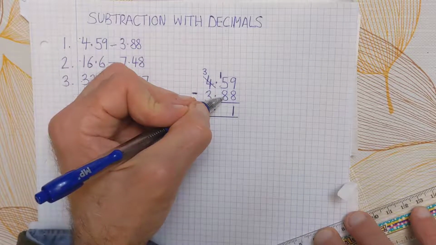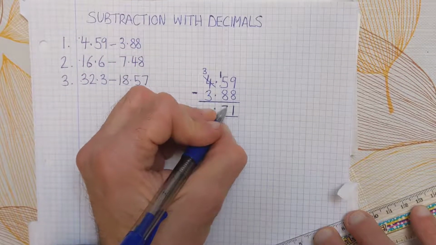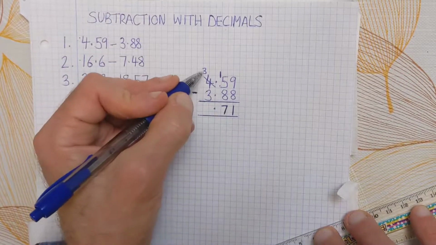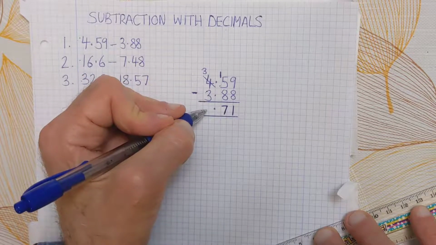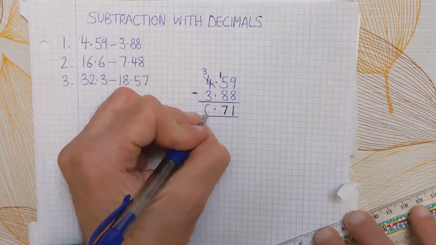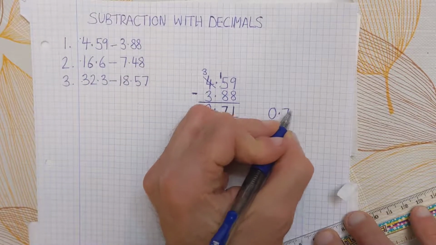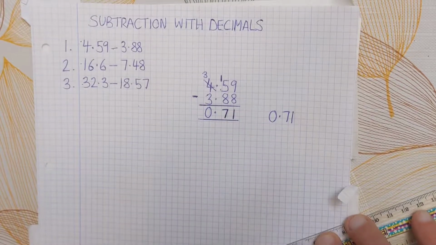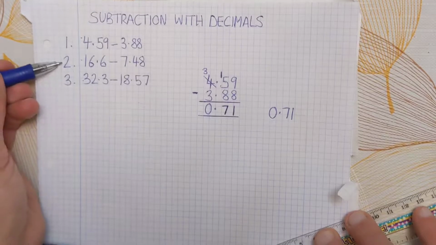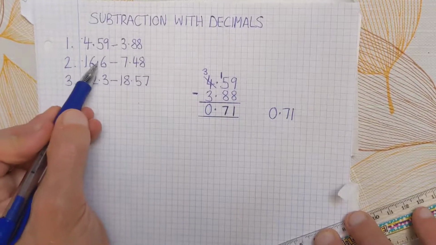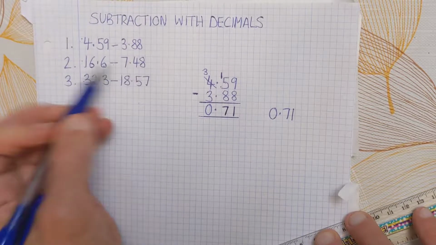15, take away 8, is 7. And then 3, take away 3, and you're left with nothing. And so the answer is 0.71. Let's try question 2. Question 2 is 16.6 minus 7.48.